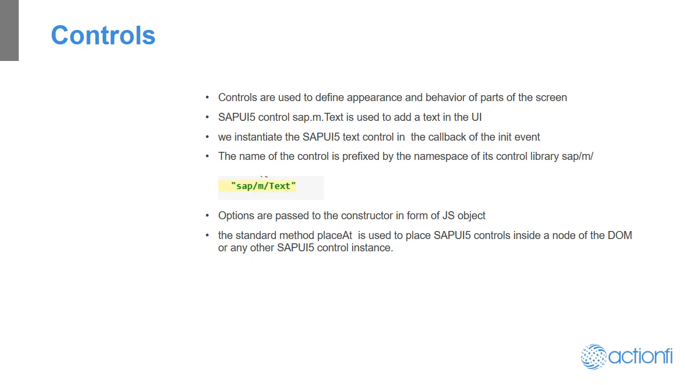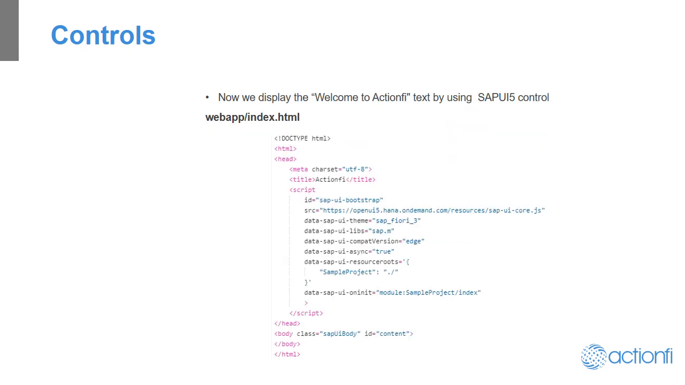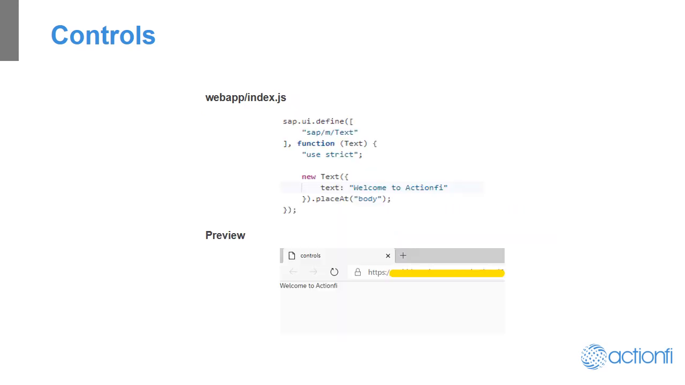The standard method placeAt is used to place the SAPUI5 controls inside a node of the DOM or any other SAPUI5 control instance. Now you can see the div tag from the body has been replaced. Here, using the placeAt method, we place the text control inside the body part of the HTML file having the ID as body. The preview is shown below.